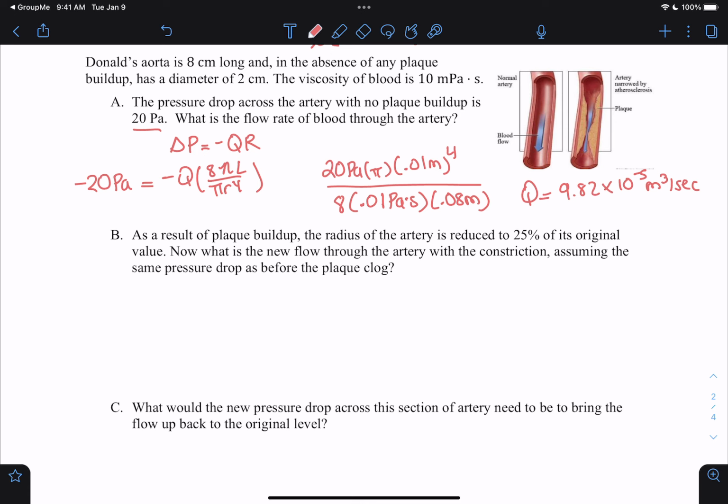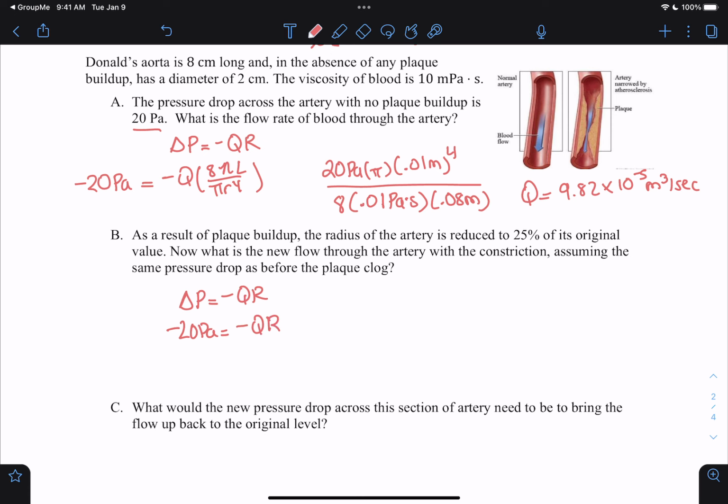plaque clog, right? So we have to figure out this new flow rate with the constriction, assuming the same pressure drop. And yeah, to convert millipascal seconds, we only divide by 1,000. Exactly, yep. So essentially, it's going to be the same, right? Same Poiseuille's equation, negative QR. This delta P here is going to be that same negative 20 pascals. So the negatives will cancel out.